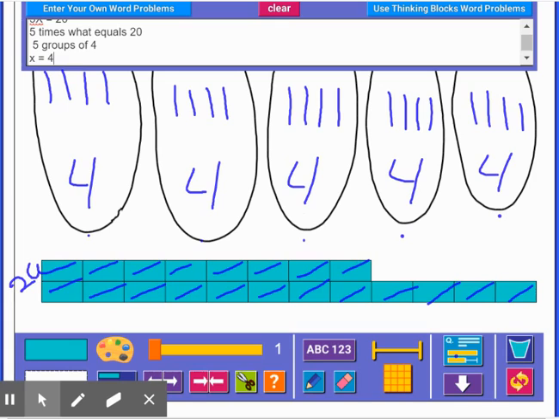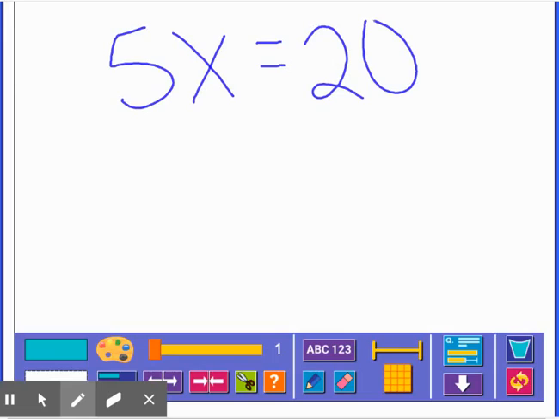To do this algebraically with a number sentence, we can do that also. If I have 5x equals 20, I know that this is really multiply. So I have 5 times x equals 20. Now the opposite of multiplication is going to be division.